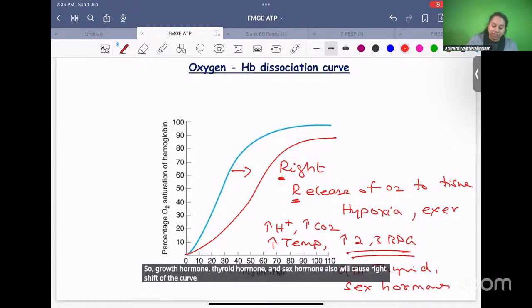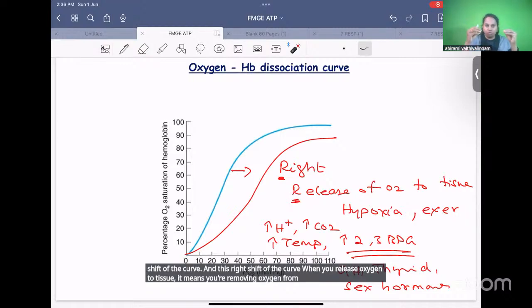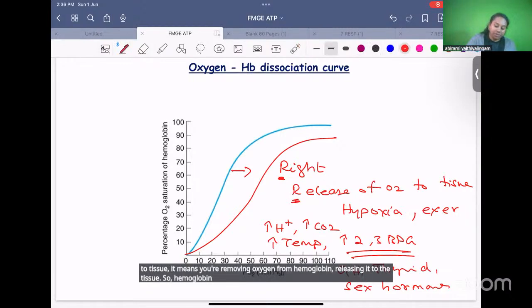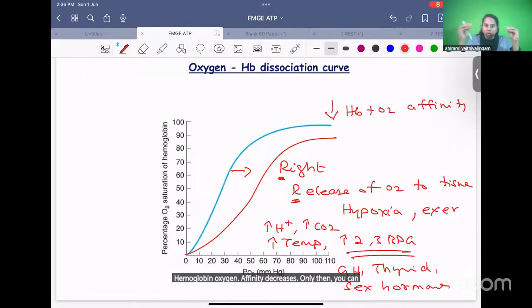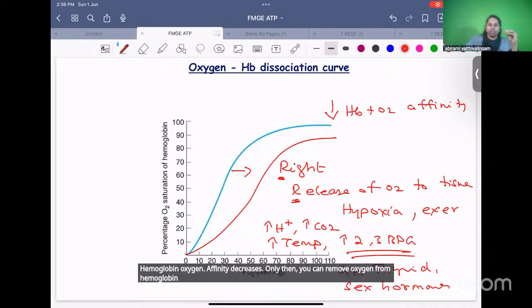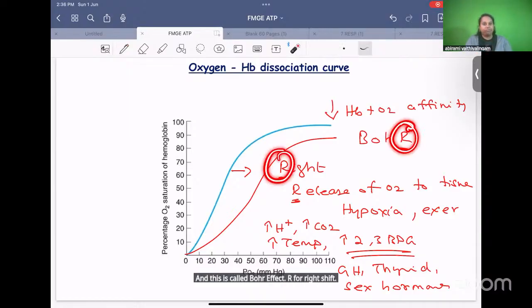And in this right shift of the curve, when you release oxygen to tissue, it means you are removing oxygen from hemoglobin, releasing it to the tissue. So hemoglobin oxygen affinity will decrease. Only then can you remove oxygen from hemoglobin and release it to the tissue. So this affinity is decreasing. And this is called Bohr effect. R for right shift, R for Bohr effect.